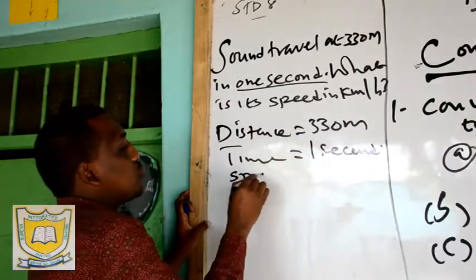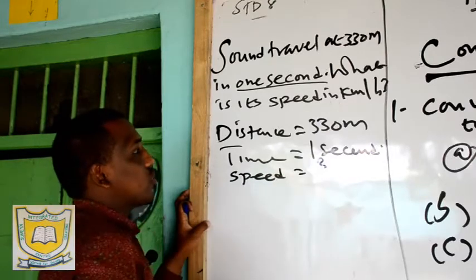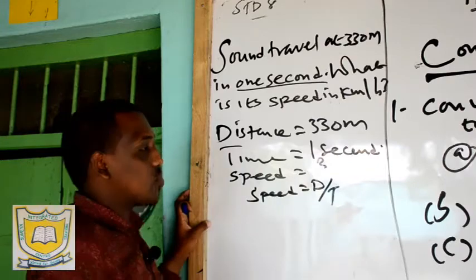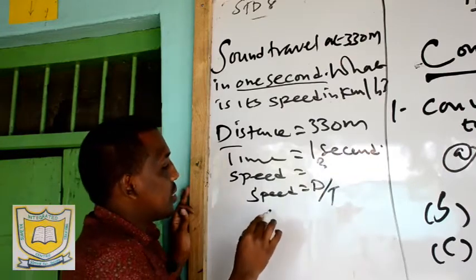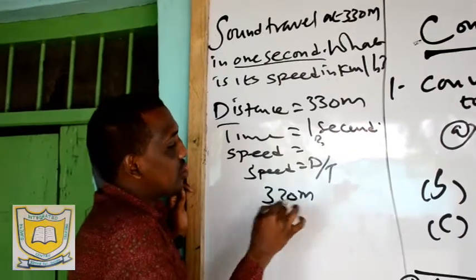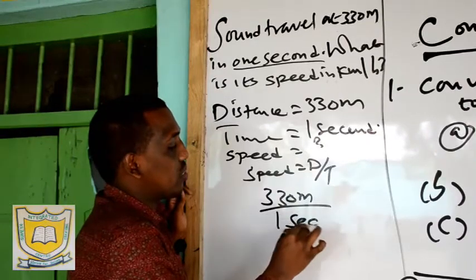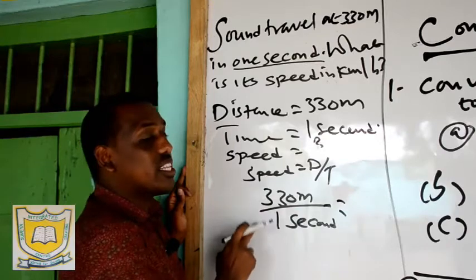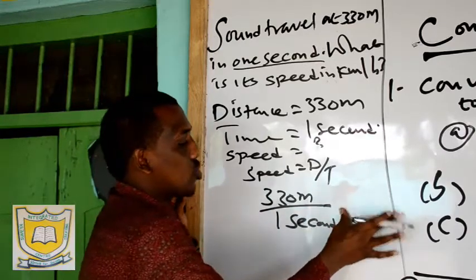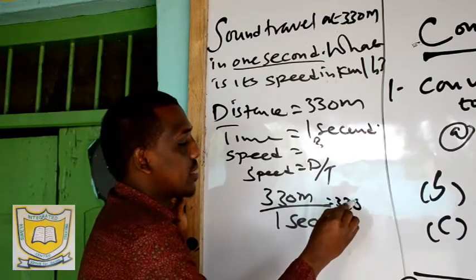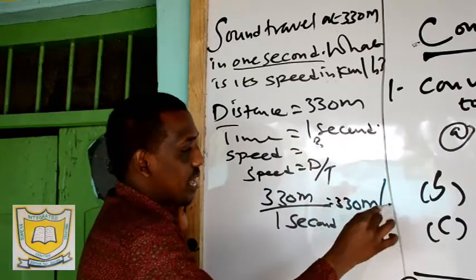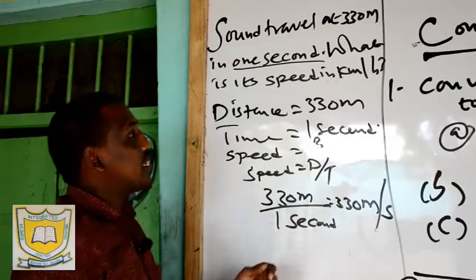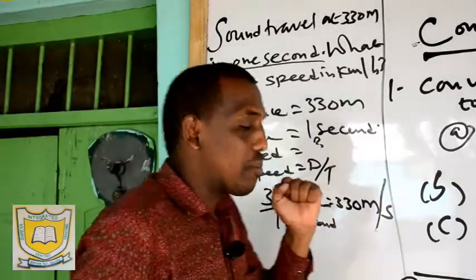Speed now, they're asking the speed. So speed is equal to distance over time taken. That's what we said. Our distance here is 330 meters over time taken 1 second. If you divide 330 by 1, it will remain 330. So our answer here is 330 meters per second. But the question was asking in kilometers per hour.